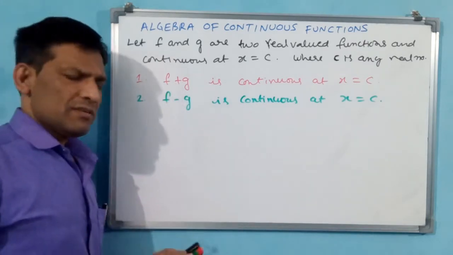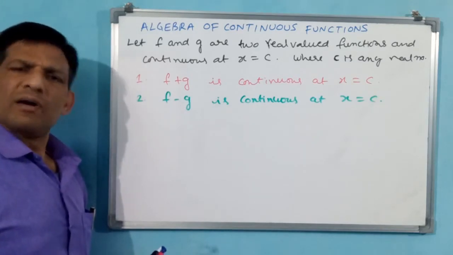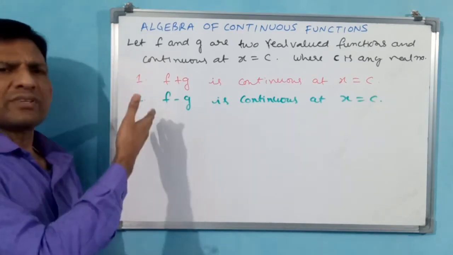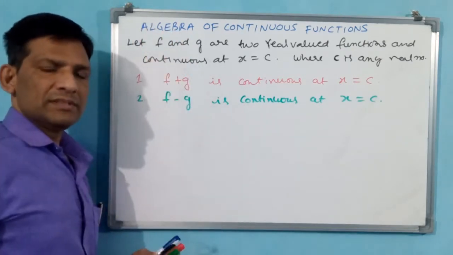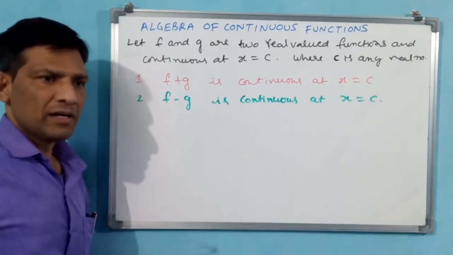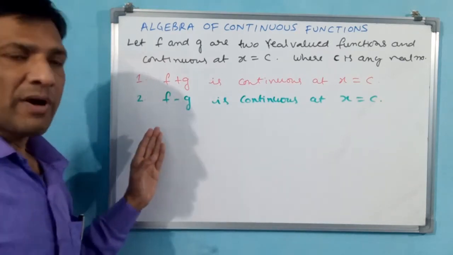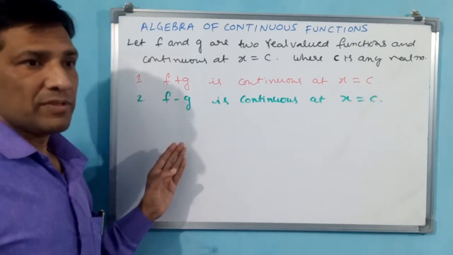Okay. See, normally how has this continuity come? By limits only. All limit rules are applicable. See, algebra of limits we have also seen. Okay. The same algebra of limits is applying, you see.